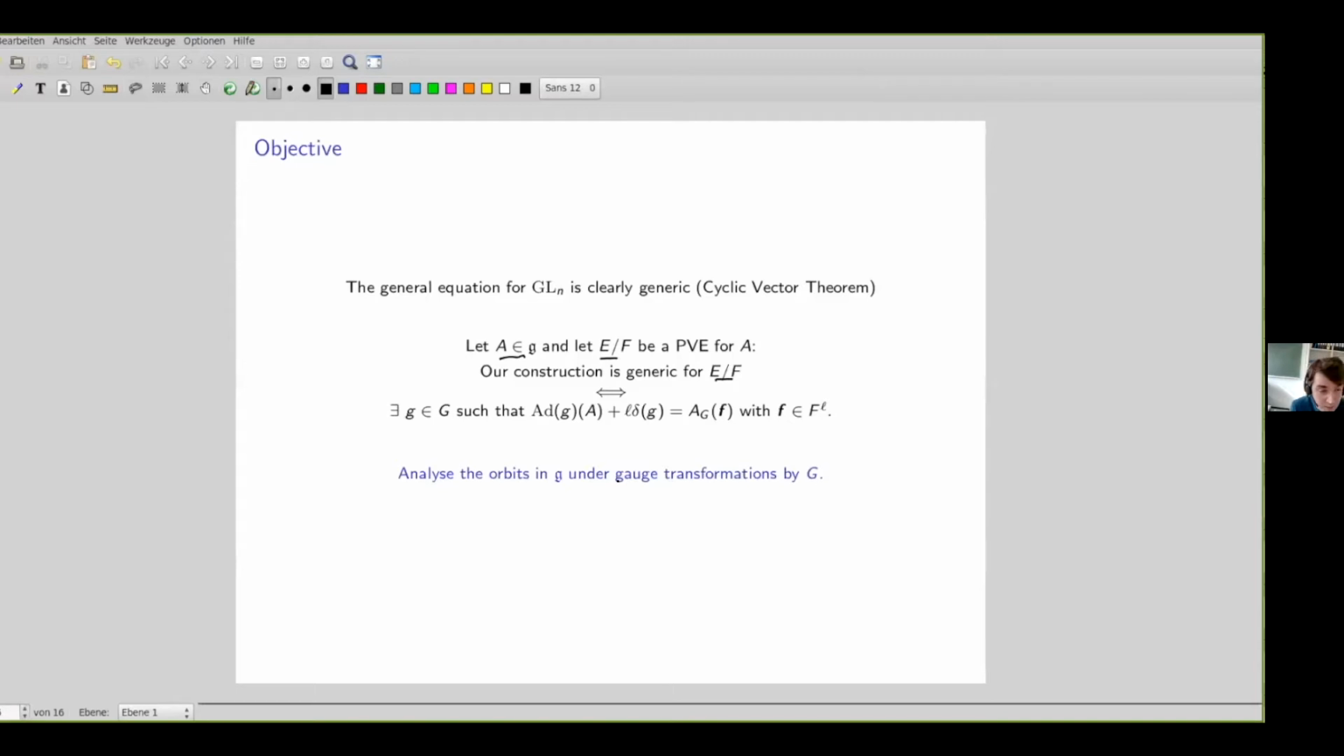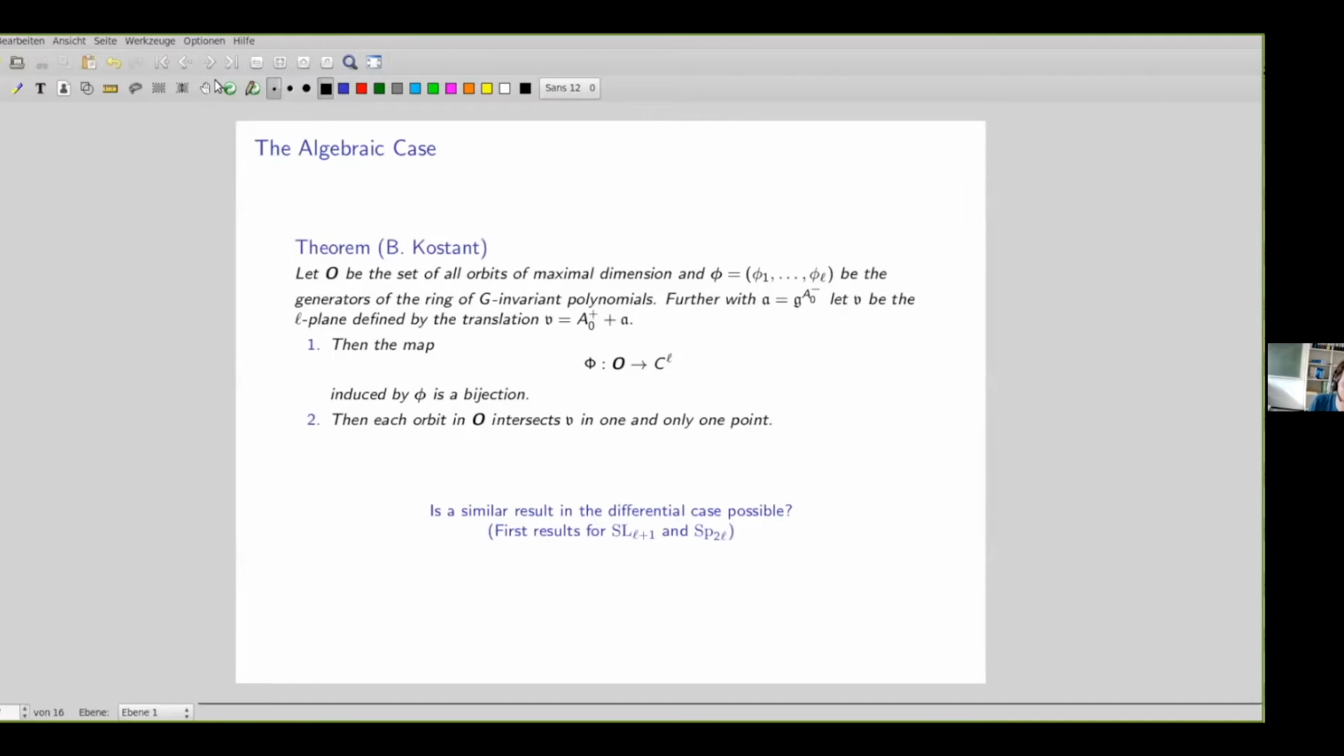To answer this question, when this is possible, one needs to analyze the orbits in G under gauge transformations by G. Okay, that's what the talk is about. We can first have a look at the algebraic case. So what is done in the algebraic case, when we don't have a differential field, just the field C of constants.